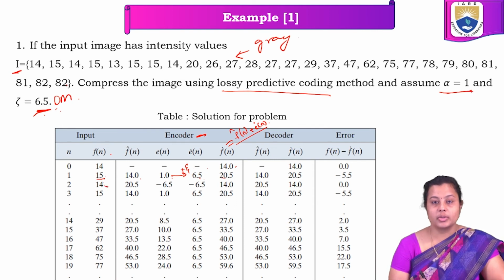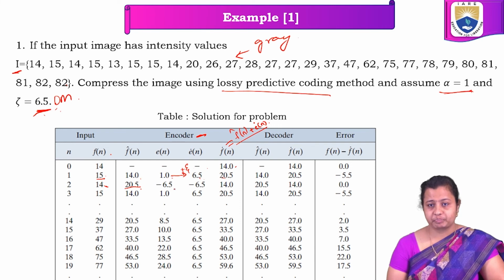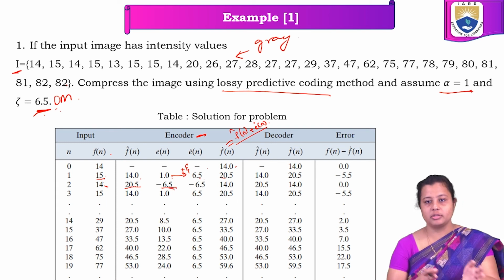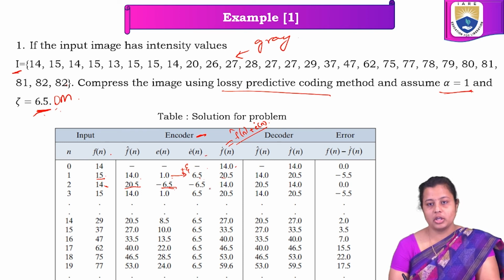Next comes my sequence, which is 14, right? Now 14, when we are considering, what is the previously predicted value? It is 20.5, right? We are going to consider it to be the predicted value. Now, what is this E of n? E of n is equal to 14 minus 20.5, which is equal to minus 6.5. The error is minus 6.5, so this error is less than 0. So what will be the E dot of n? It will be again minus 6.5.